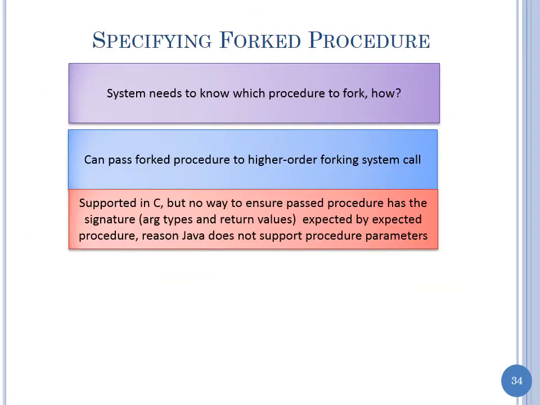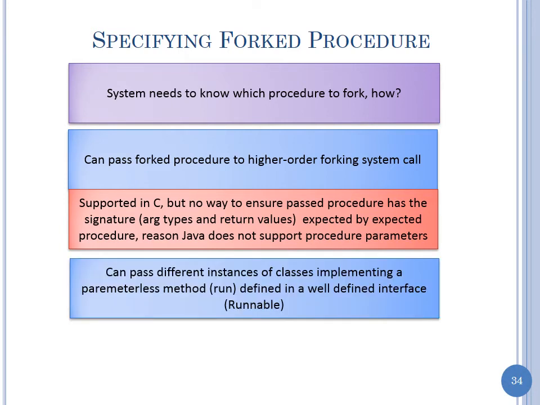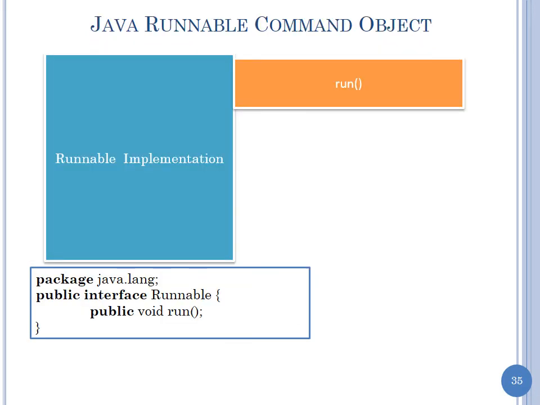Okay? And now we can pass instances of classes implementing a parameterless method called run, defined in a well-defined interface, and in Java is called Runnable. And we just go and tell the magician, the thread creator, here's my object. Okay? And now we've got to the root procedure. So we're going to have a run method. We're going to have multiple Runnable implementations. The interface Runnable defines run. And we can do whatever we feel like in run.